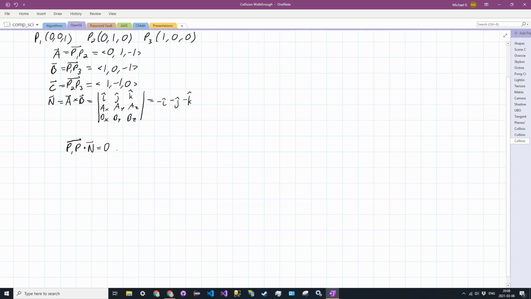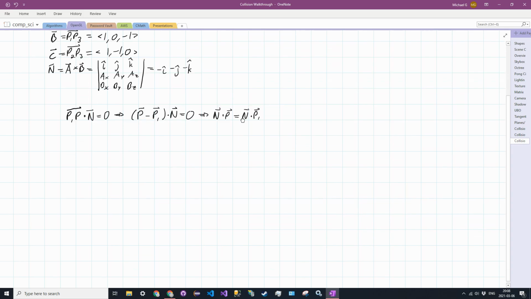So if we take a vector from one point on the plane to another point on the plane, that should be perpendicular to the normal vector in order for the point to be on the plane. And we can simplify this to P minus P1 dotted with n is equal to 0, and then using the distributive property, we can make this n dotted with P is equal to n dotted with P1. So this form will help us out later on.